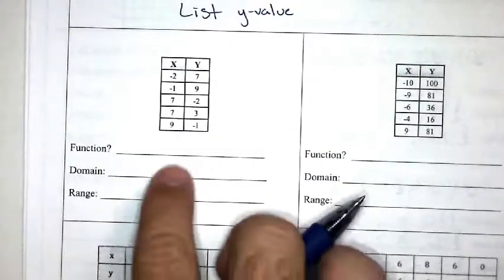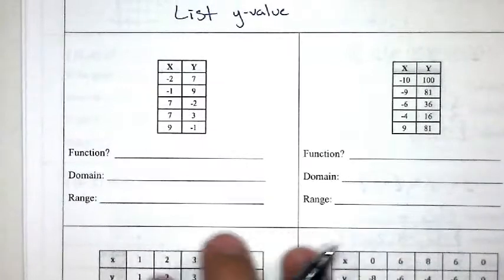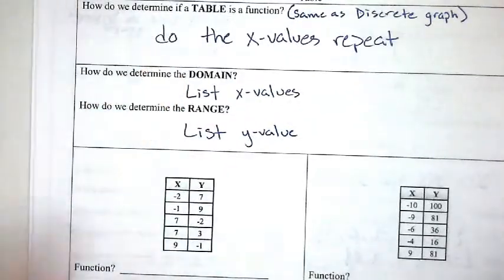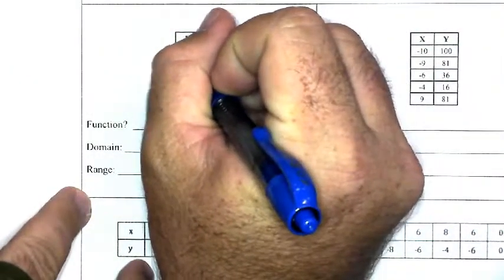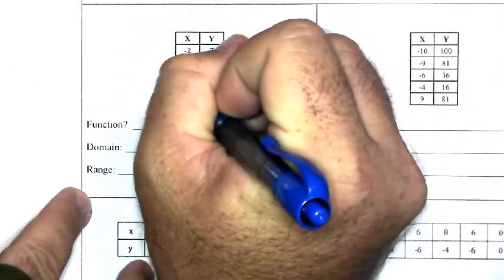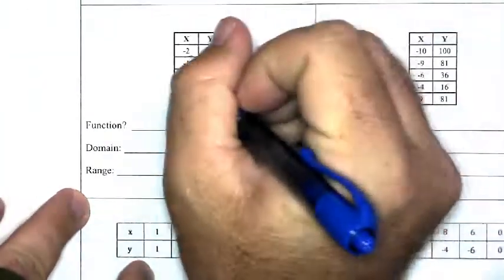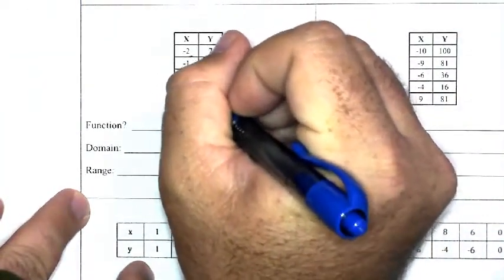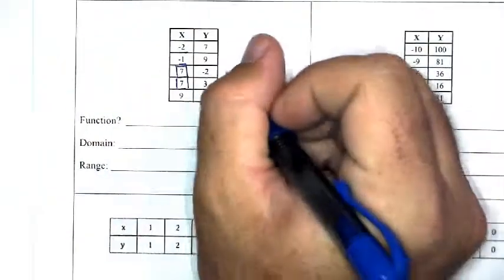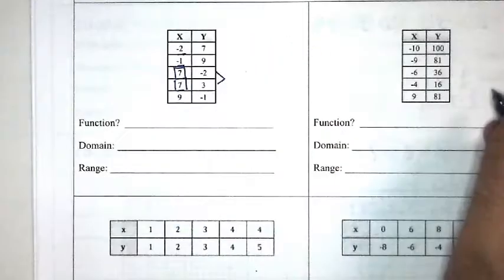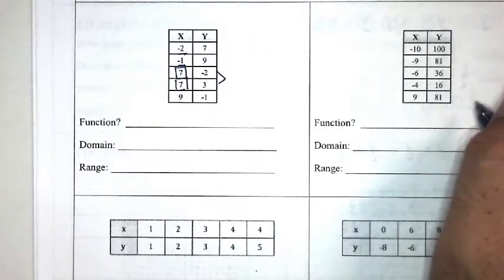So we're going to look at the top left table first, okay? And remember, we're looking to see if the x values repeat. So I look at this first table and I look only at the x values. Do any of these x values repeat? Yes. 7 and 7. These repeat, okay? However, do my y values repeat? No.